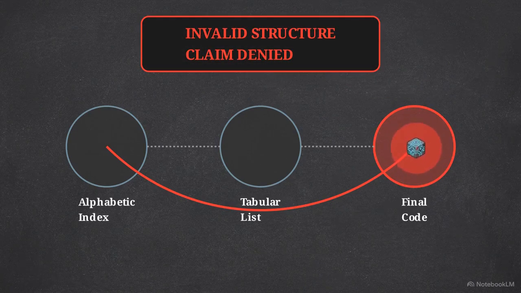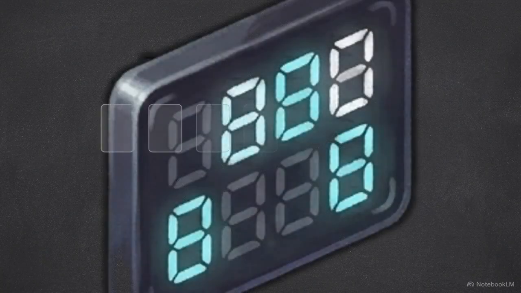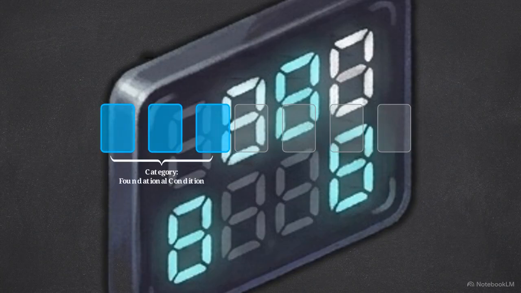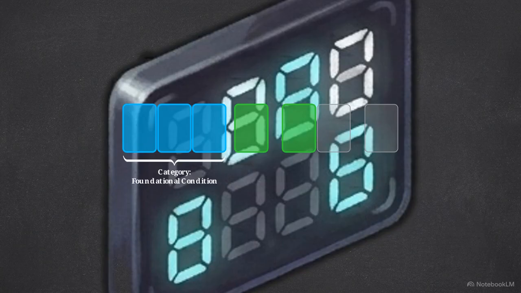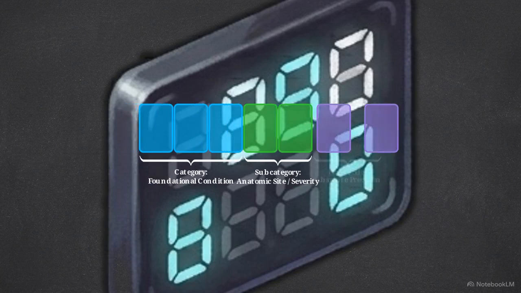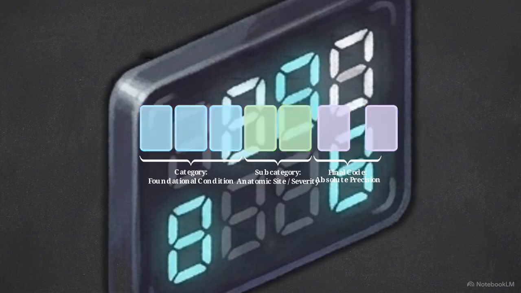This diagram shows the physical architecture of a diagnostic code. It operates as a rigid array containing up to 7 distinct character slots. The first 3 slots represent the base category, providing the foundational framework for the condition. Slots 4 and 5 contain the subcategory, which adds deeper clinical specificity, such as anatomic site or severity. The 6th and 7th slots form the final code, representing the absolute limit of precision available in the system.